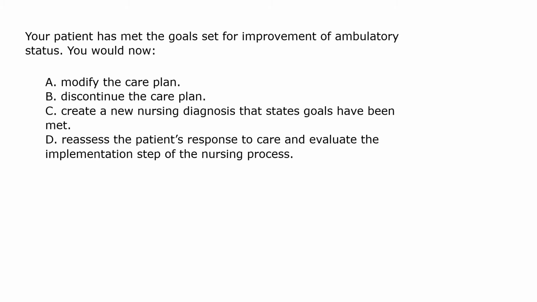Your patient has met the goals set for improvement of ambulatory status. You would now A. Modify the care plan. B. Discontinue the care plan. C. Create a new nursing diagnosis that states goals have been met. D. Reassess the patient's response to care and evaluate the implementation step of the nursing process.